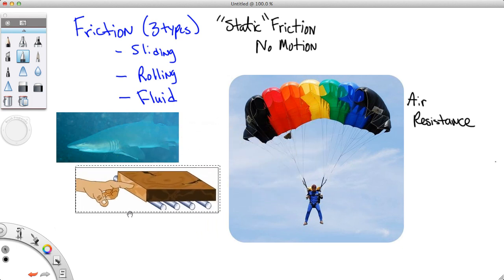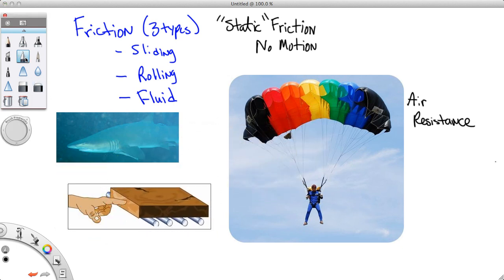Now, another one I'm going to show you is rolling friction here. Rolling friction is the third type. If you look here, there's a block sitting on four cylinders. Cylinders are round, and they can roll around. It's much easier to roll this block on the cylinders than it is to actually slide it.